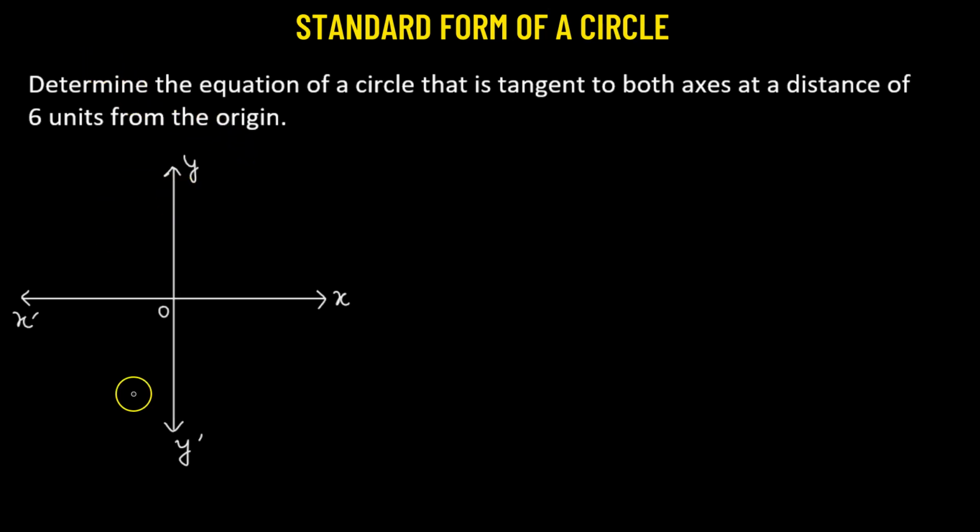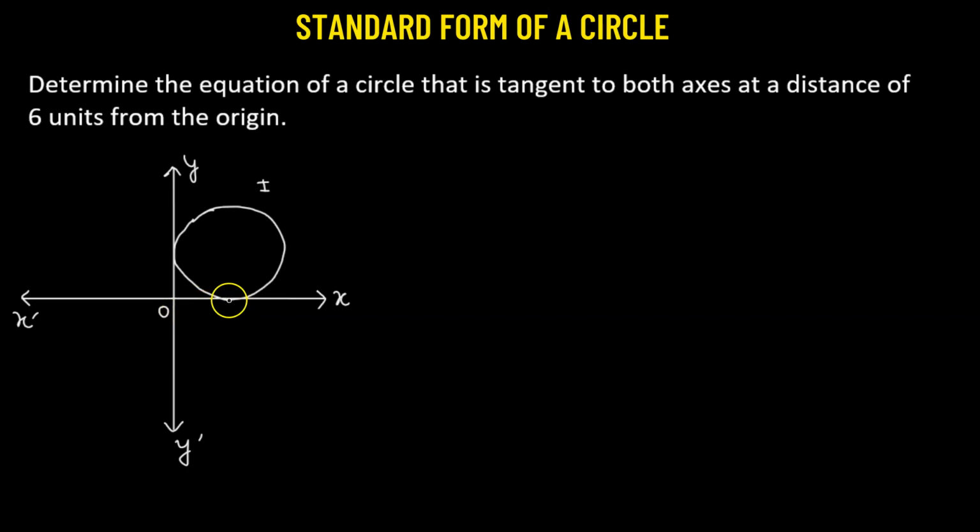So here we have a Cartesian coordinate system with the x and the y axis. We have to consider a circle which is tangent to both the axes, meaning it touches both the axes. So one possibility will be, let's consider our first quadrant where both x and y are positive. So we will draw a circle that touches the y-axis as well as the x-axis.